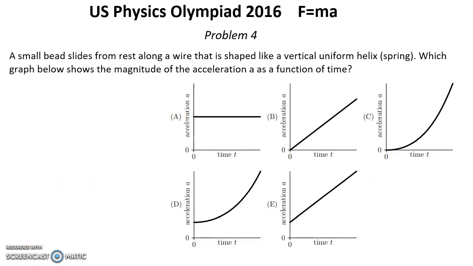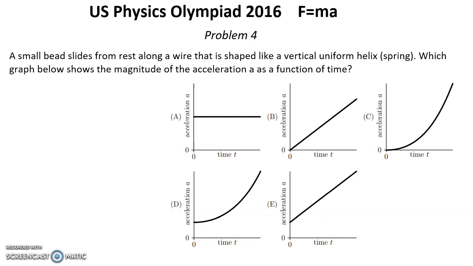Problem number 4. A small bead slides from rest along a wire that is shaped like a vertical uniform helix spring. Which graph below shows the magnitude of the acceleration A as a function of time? Solution.